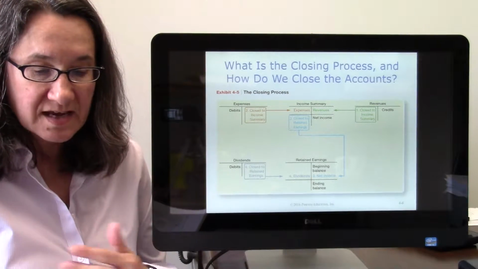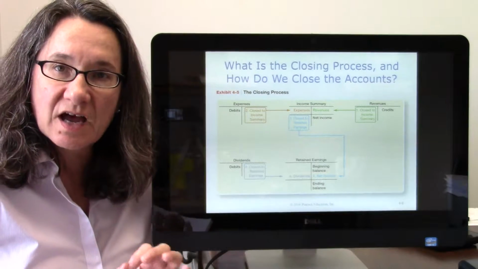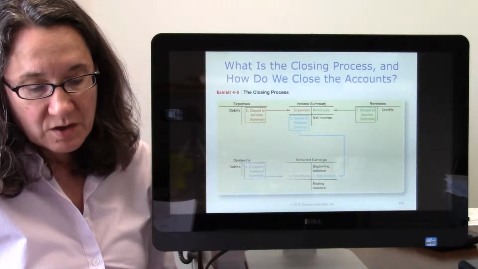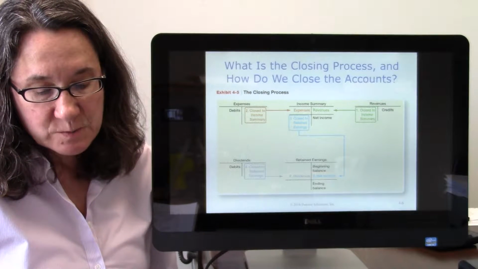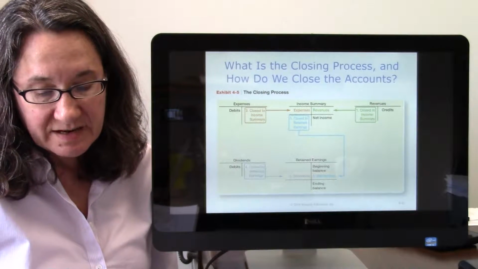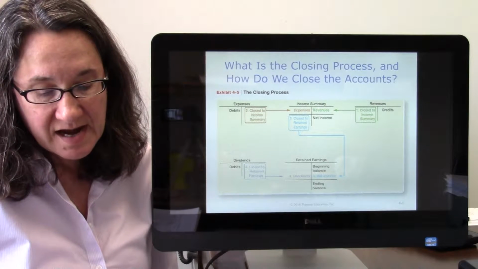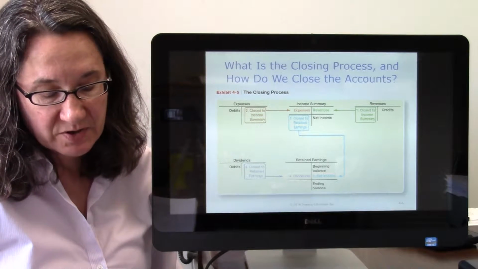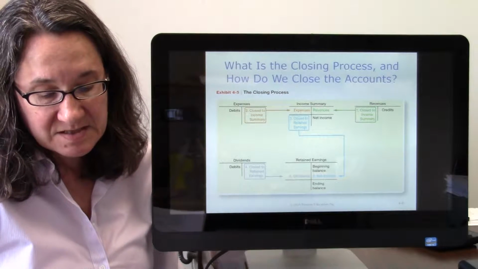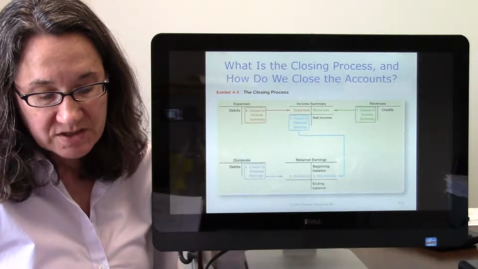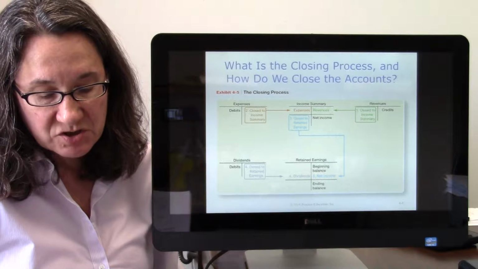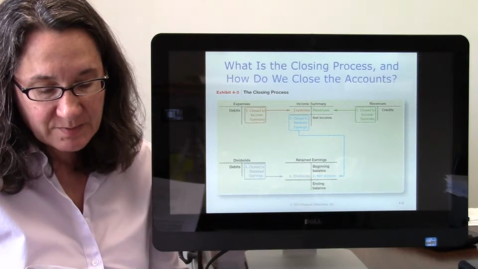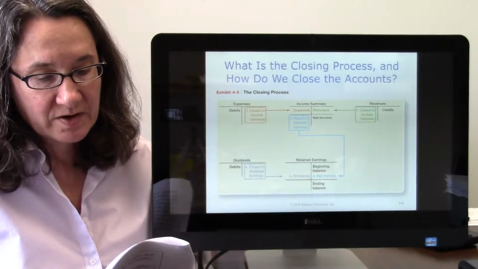So we close accounts to this special other kind of account. All right, so closing entries transfer the revenues, expenses, and dividend balances to the retained earnings account to prepare the company's books for the next period. The income summary is a temporary account to which revenues and expenses are transferred prior to their final transfer into the retained earnings account. It summarizes net income or loss for the period.